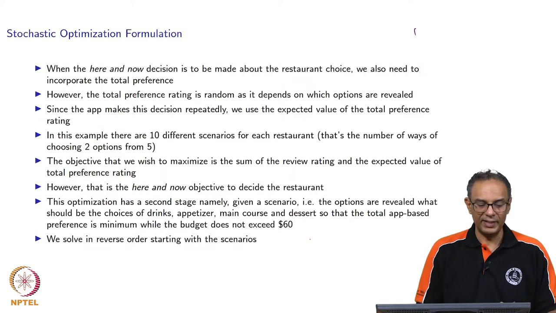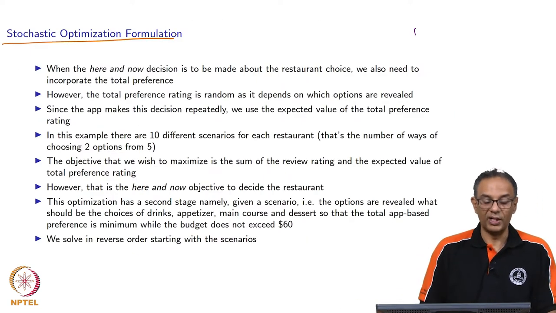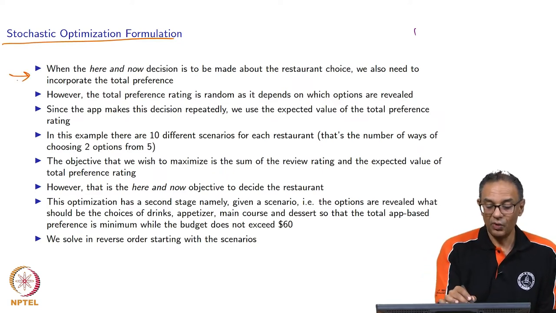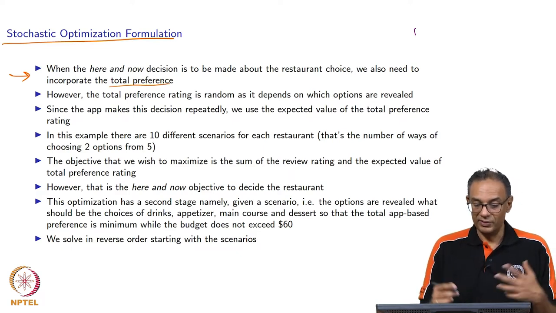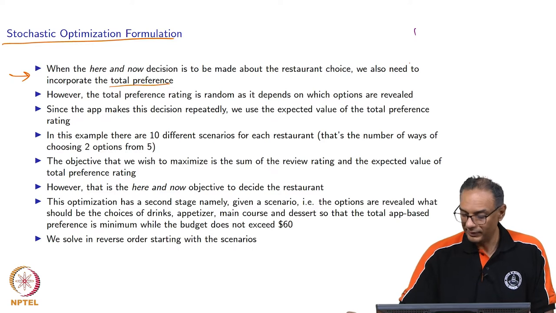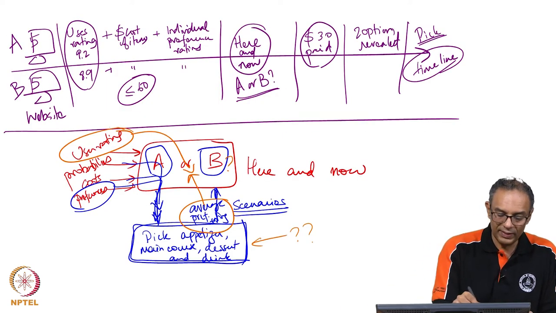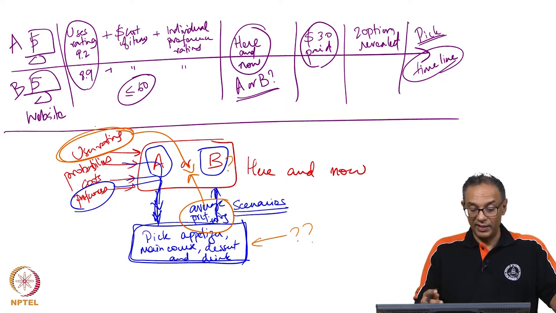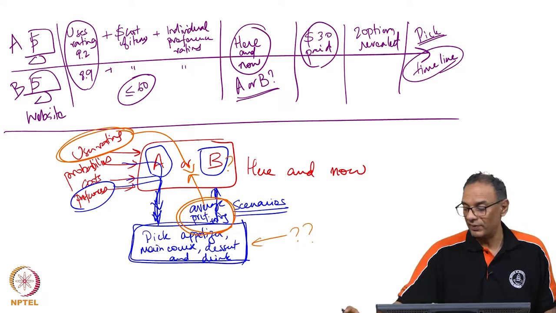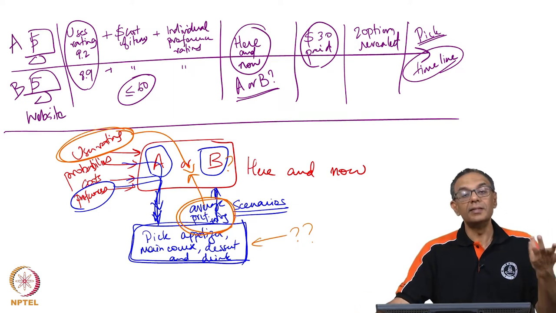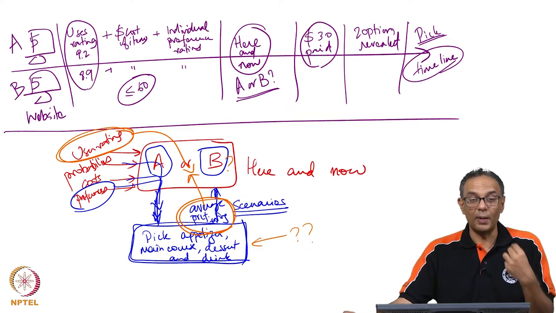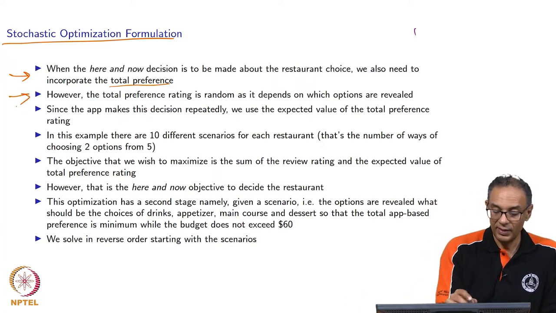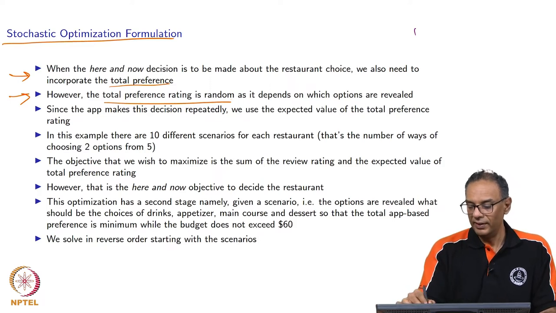Okay? So, now let us see how we formulate this problem, the stochastic optimization formulation. We will incorporate the total preference into making this decision, because we cannot decide based only on the user rating. Remember last time we saw, if you only took the user rating, we would probably pick restaurant A. We also want an idea of the preference ratings, but the preference rating is uncertain because we don't know which two options are going to get revealed.